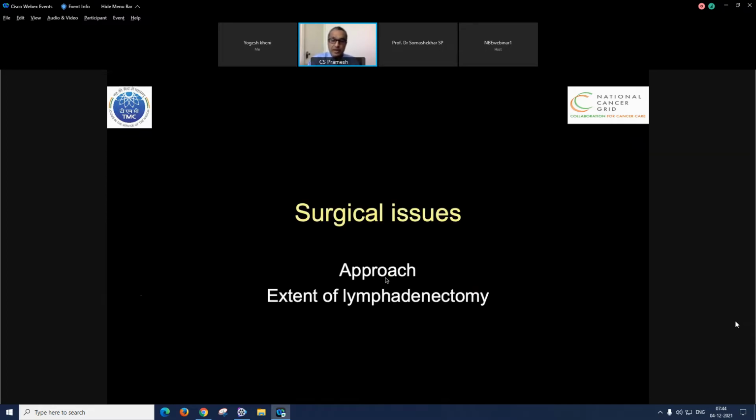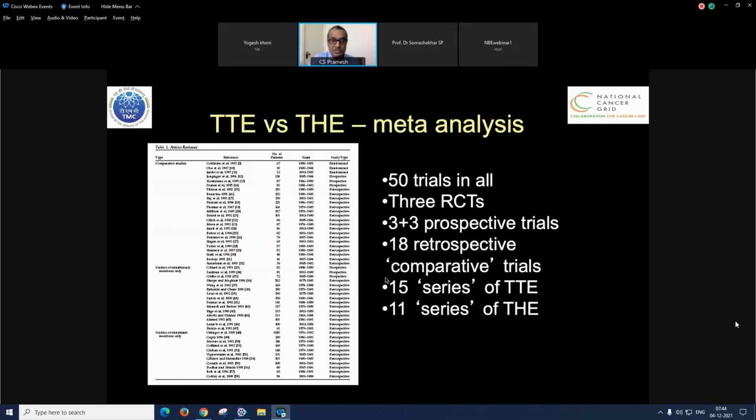The first one I'll look at is the surgical approach, and the other one would be the extent of lymphadenectomy. I will not go into the operative technique or the perioperative complications. That's a topic for another talk. But when it comes to this very controversial and hotly debated topic as to which is the better approach, a transthoracic or a transhiatal esophagectomy, there have been two large meta-analyses performed on this.